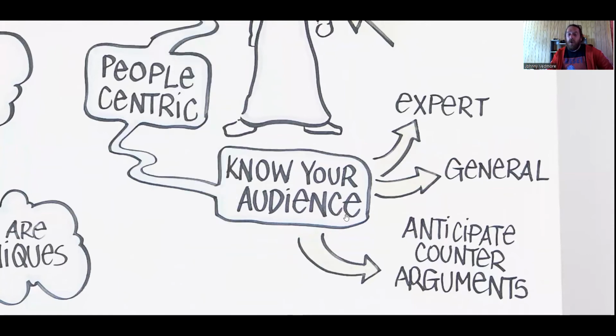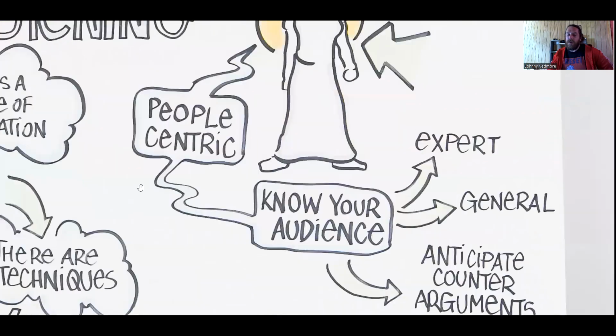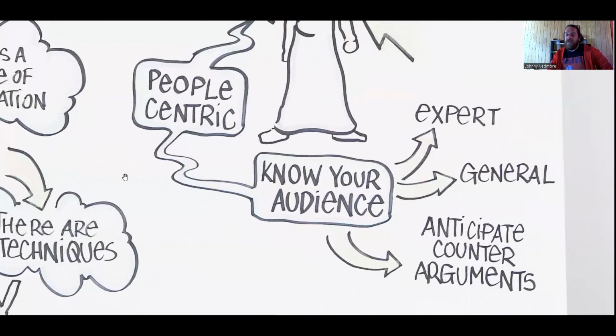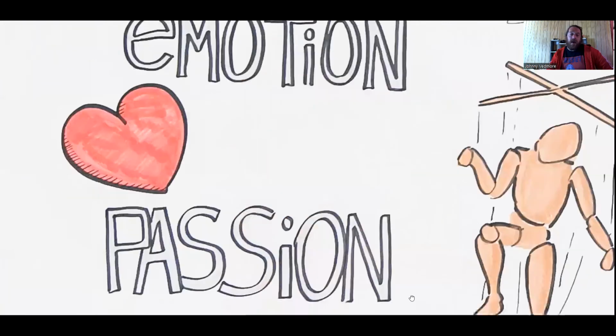People-centric. Know your audience. Yeah, so your powers of persuasion and your preparation, your listening, all of it has got to lead to knowing your audience. There's experts, there's general, and then anticipate the counter-argument. So know your expert audience, know your general audience, and anticipate the counter-arguments. That's all well and good. But let's get to it.